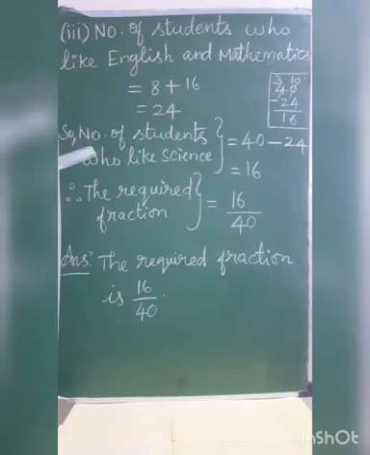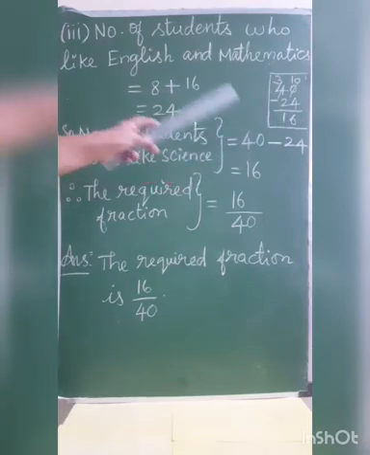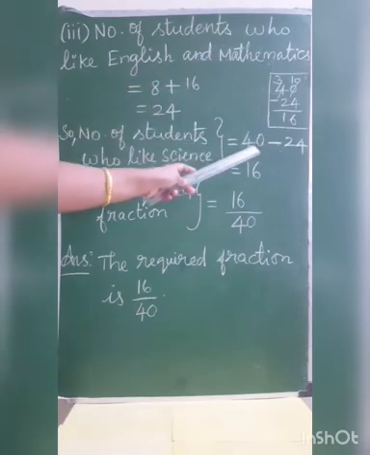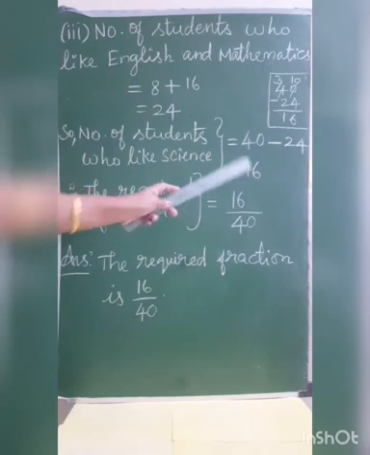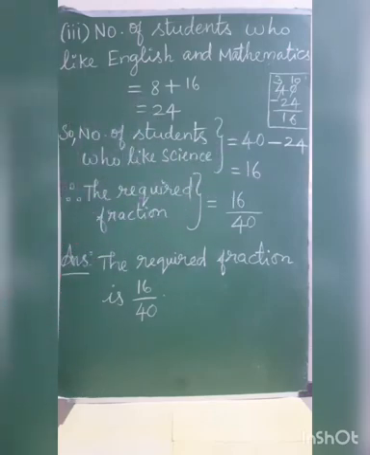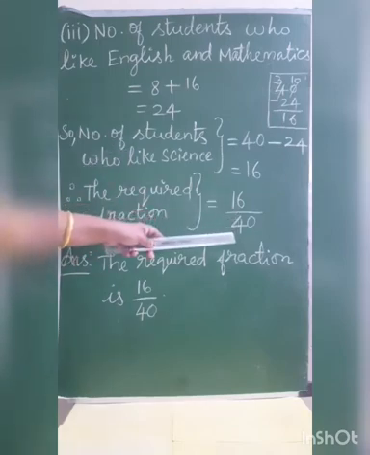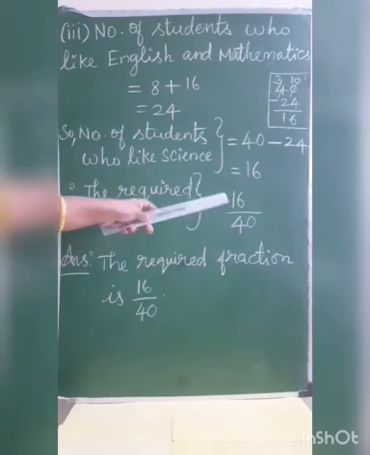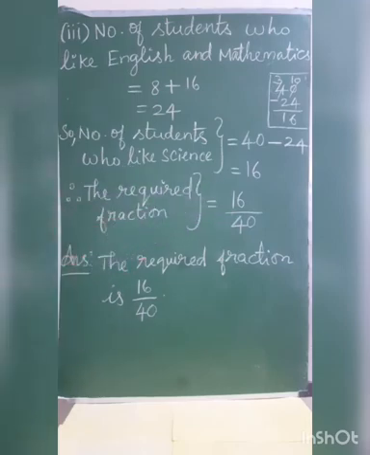So the number of students who like science is the remaining students. The total number of students is 40. These two subjects' students are 24. So 40 minus 24 is 16. So 16 students like to study science. But the question asks for the fraction. What is the fraction of the students who like to study science? The total number of students is 40. The number of students who like science is 16. So 16 by 40 is the answer for the third question.